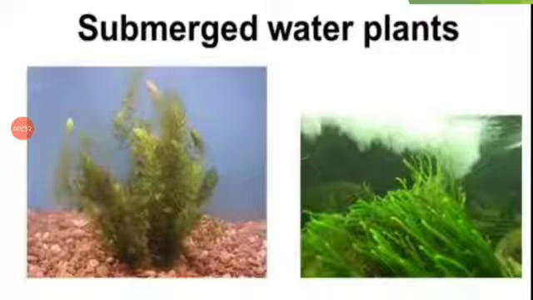Next we discuss submerged water plants. Some plants grow completely under the water. These plants are called submerged plants. Their leaves are narrow and thick. They give out oxygen into the water, which is used by the fishes for breathing.